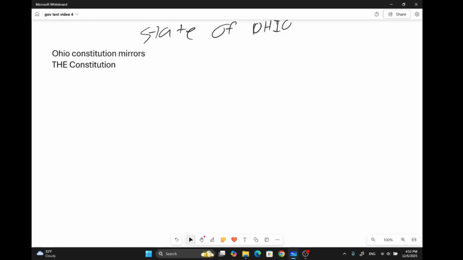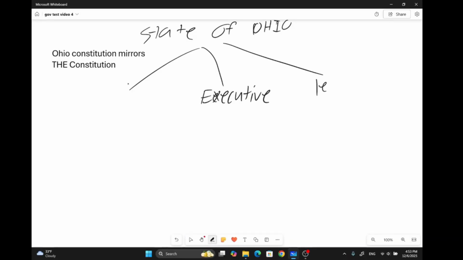Okay, so the Ohio government is like the federal government, the national government. Like that, it's divided into three branches of government: the executive, legislature, and judicial. But there are some differences.